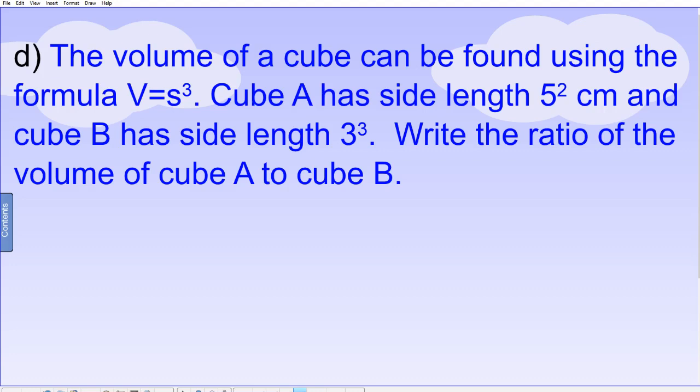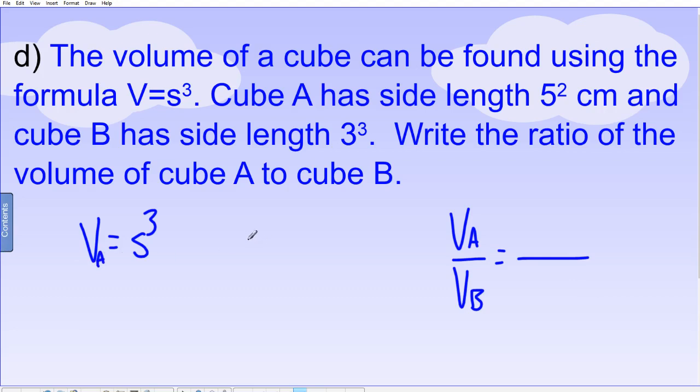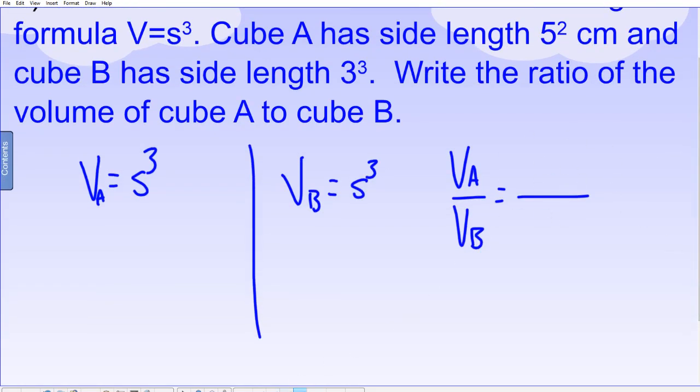All right, so my formula, V equals s cubed. And it says the final goal is to write a ratio of the volume of cube A to volume of cube B. So if I can find out what the volume of cube A is and the volume of cube B is, then I'd be done. So I'm going to use this formula to find the volume of both. I'm going to start with the volume of cube A, and then find the volume of cube B, and plug it into my little formula over here, and I'll be good to go.